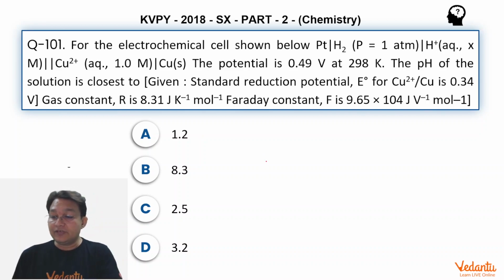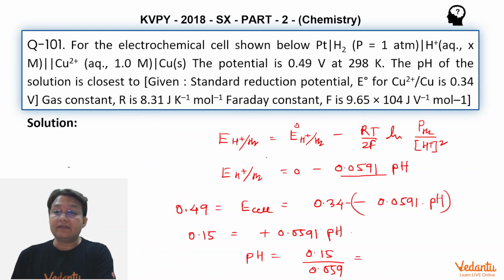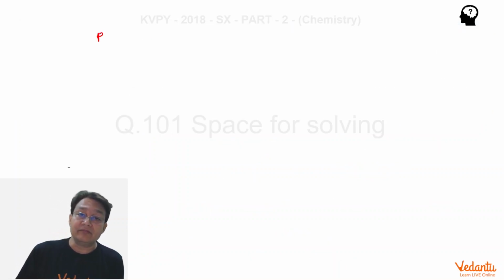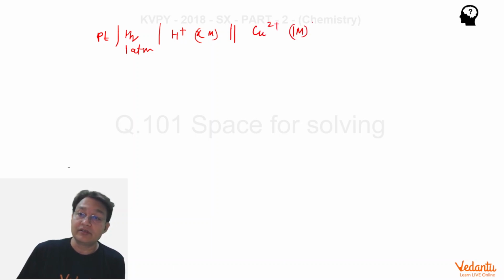So the fundamental of this problem is that we can see that we have platinum and H2, which is of course at 1 atm pressure. Then we have H plus ion concentration, X M, we don't know what the concentration is, salt bridge, and Cu2 plus, and of course it is at 1 molar concentration, and Cu. So we can approach this problem like this.